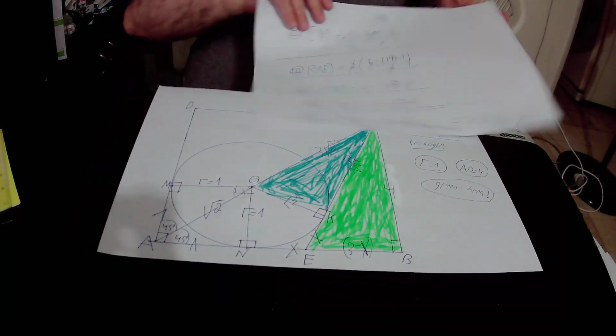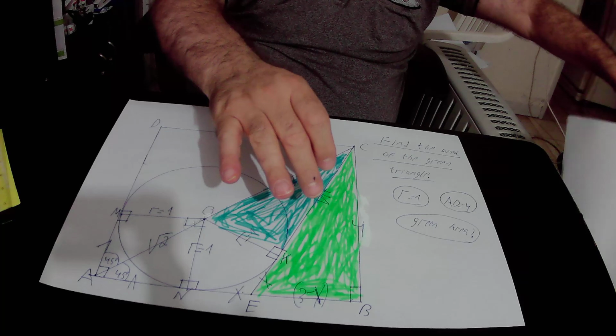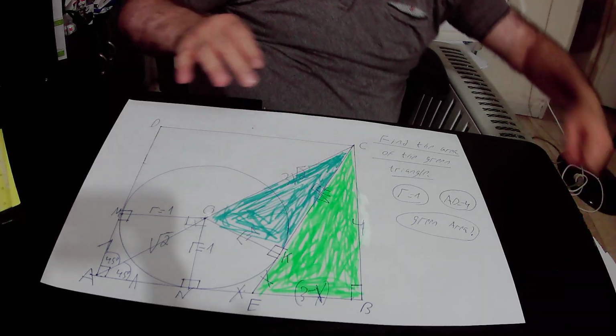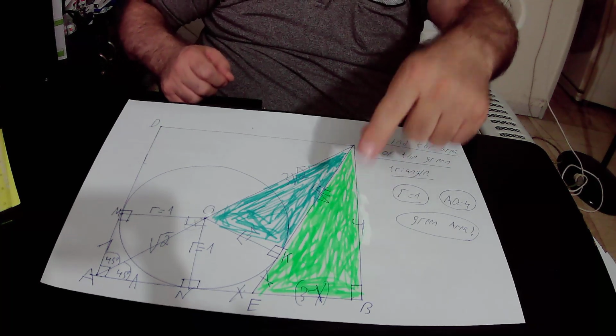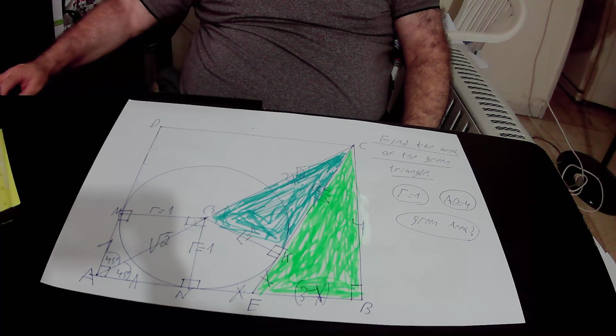I will repeat again, the area of this green right triangle CBE equals 9 minus square root of 17 square units, or in terms of numbers, the area of this green right triangle CBE equals 4.88 square units. Okay, thank you very much.